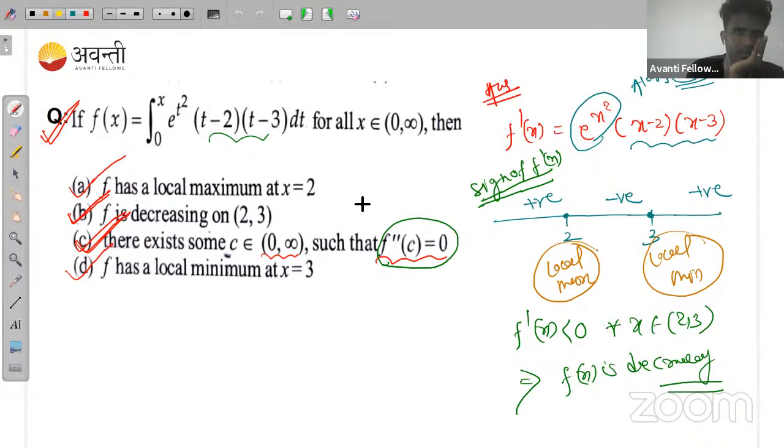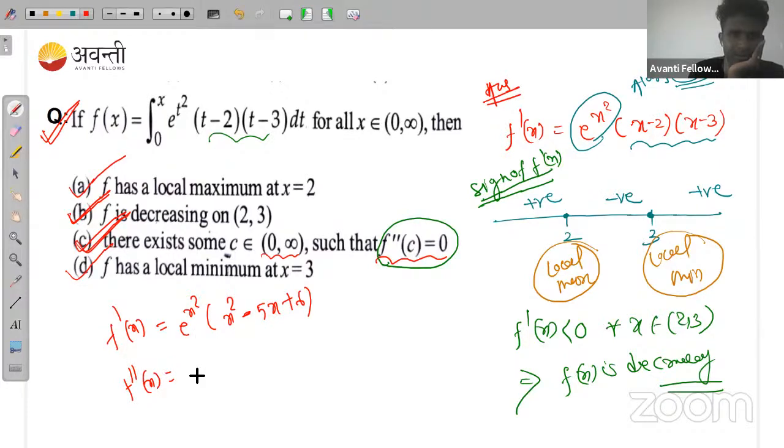This is basically the function. The function looks like this, right? Got this one. f dash x basically is e to the power x square into x square minus 5x plus 6. Yes or no? So if you find f double dash x, how much will come?